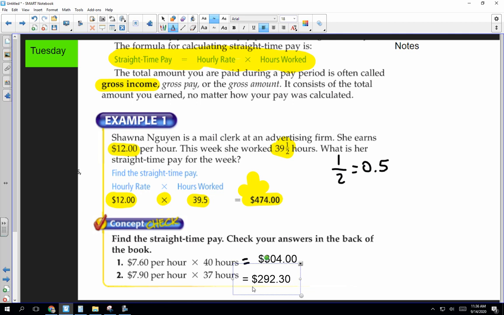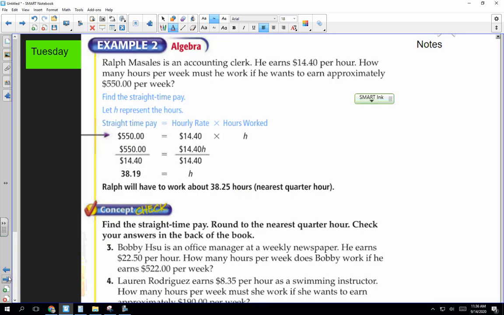And then if it's missing either the dime, the tenths column, or the hundredths, which is the cents, go ahead and fill those in with zeros. All right, and that's the basics for calculating straight time pay. Now, what if we're given our pay, but we don't know how many hours they're calculating that we worked? So we're going to do a little division in that case.